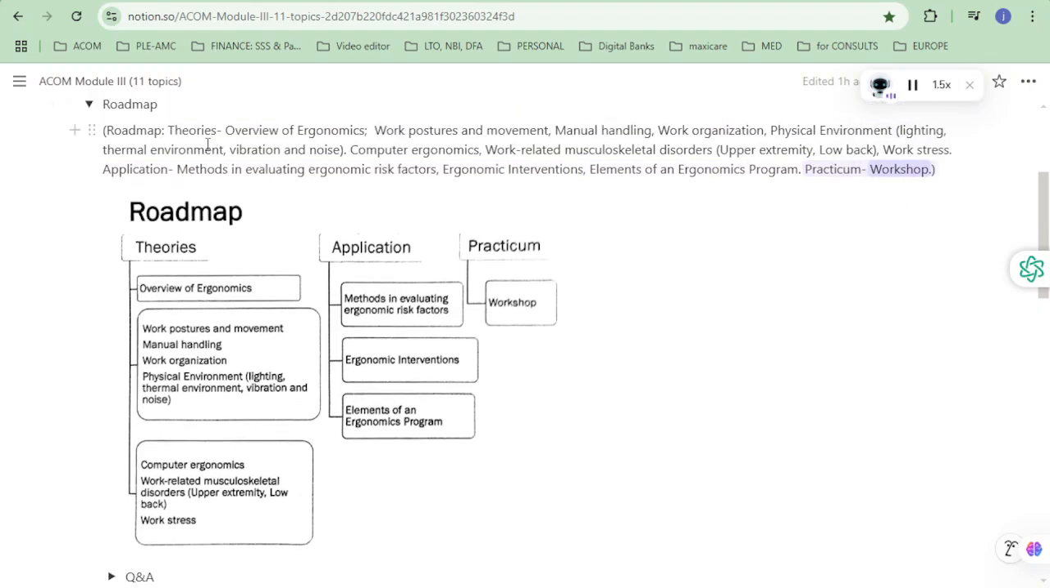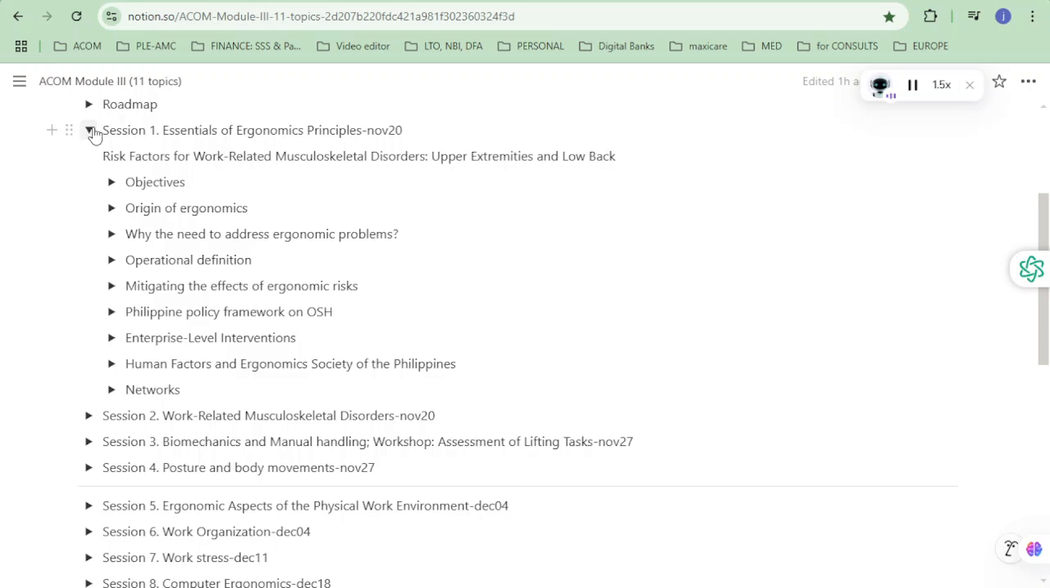Practicum workshop. Q&A. Session 1. Essentials of Ergonomics Principles No. 20. Risk factors for work-related musculoskeletal disorders, upper extremities and low back.